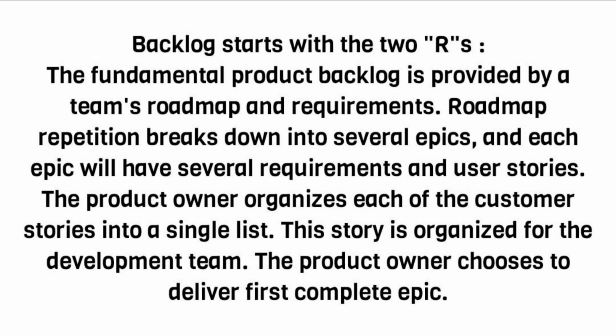Backlog starts with the 2Rs. The fundamental product backlog is provided by a team's roadmap and requirements. The roadmap breaks down into several epics, and each epic will have several requirements and user stories. The product owner organizes each of the customer stories into a single list. This list is organized for the development team. The product owner chooses to deliver the first complete epic.